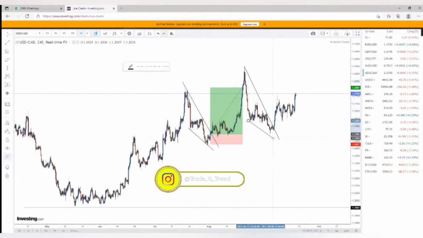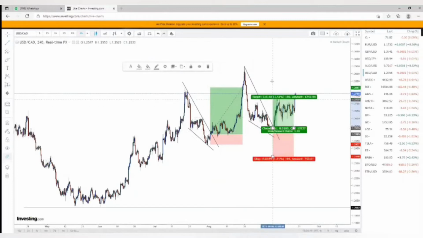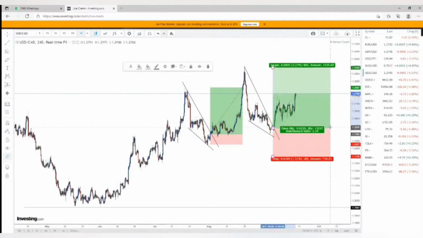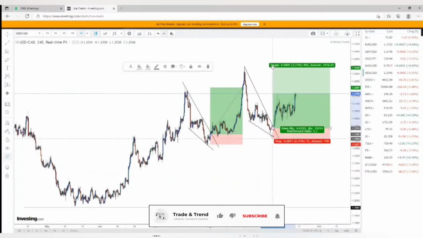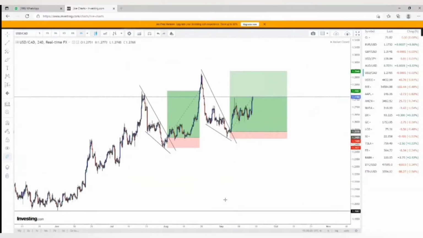You do the same thing over and over again. Identify the correction. You wait for the breakout, which means that okay, we have this guy here. Then you're looking forward to pushing where? To the upside, which means you're looking for buying opportunities within AUD USD.